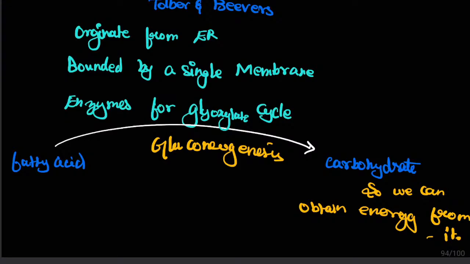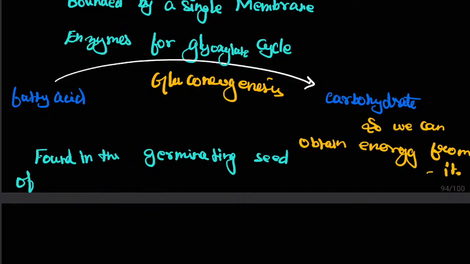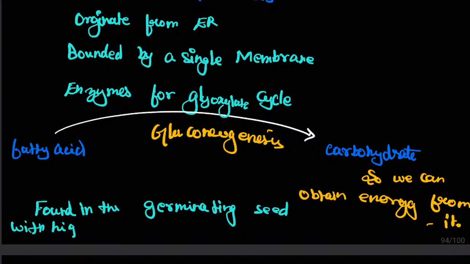These are found in the germinating seeds, germinating oily seeds, with high oil content, because they have a lot of fatty acids. So it will be very helpful for them.